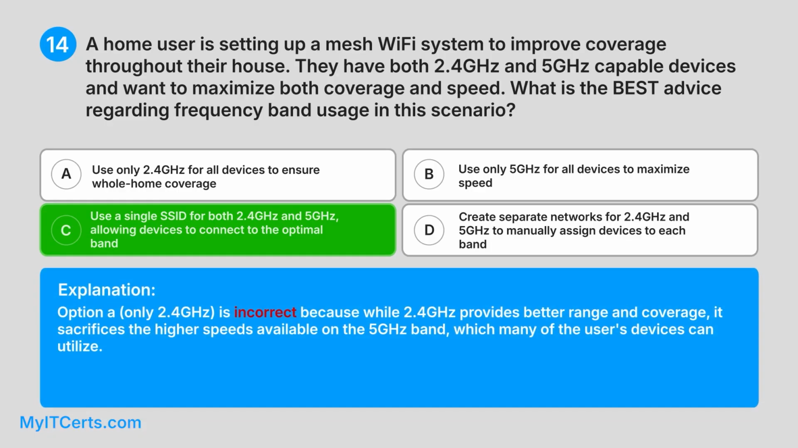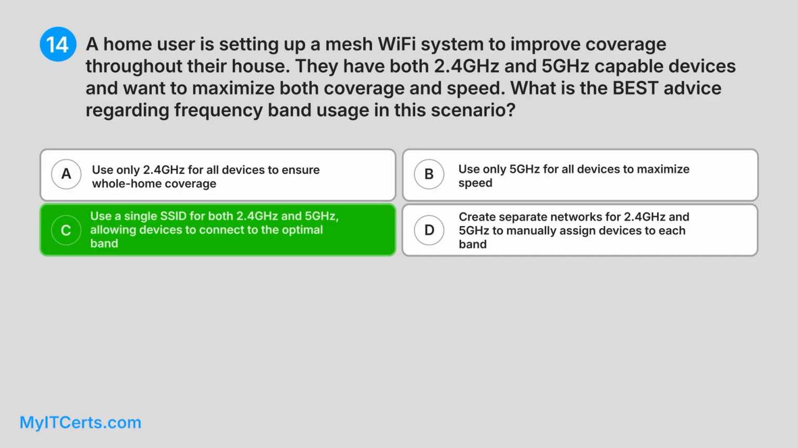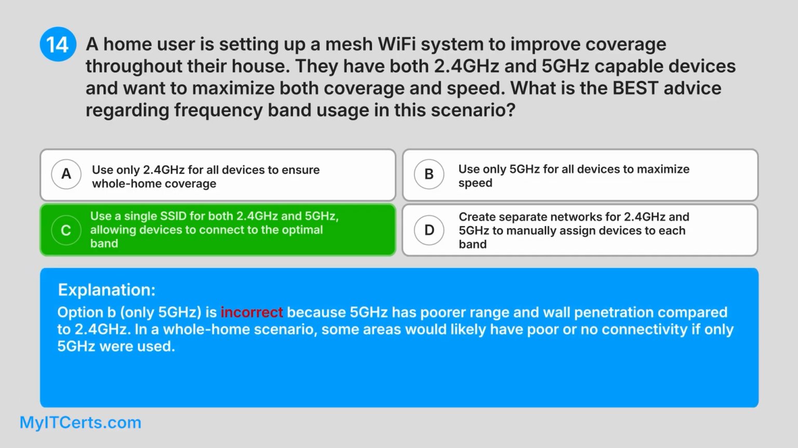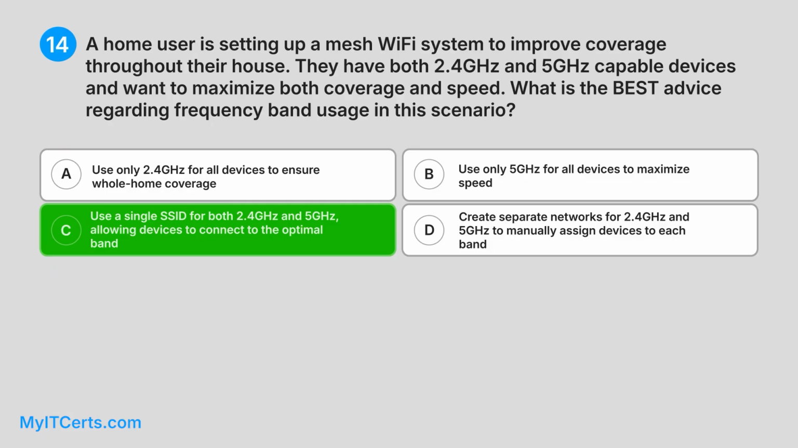Option A is incorrect, because while 2.4 GHz provides better range and coverage, it sacrifices the higher speeds available on the 5 GHz band, which many of the user's devices can utilize. Option B is incorrect, because 5 GHz has poorer range and wall penetration compared to 2.4 GHz. In a whole home scenario, some areas would likely have poor or no connectivity if only 5 GHz were used.